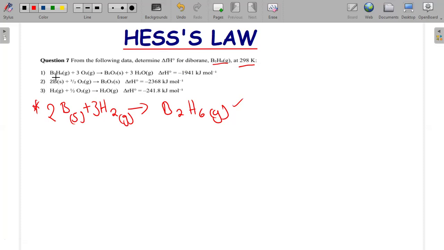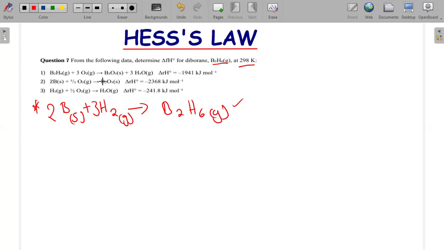So let's start with the first one. You can see here we have B2H6 as a gas, plus 3 O2 as a gas, giving us B2O3. Now, if you look at our target equation, it has B2H6 in the products, and this equation has B2H6 in the reactants. If you check the remaining equations, this is the only equation having that species, B2H6. So for B2H6 to be in the products, we need to reverse this reaction, and when we reverse the reaction, we change the sign of the standard enthalpy change for that reaction.